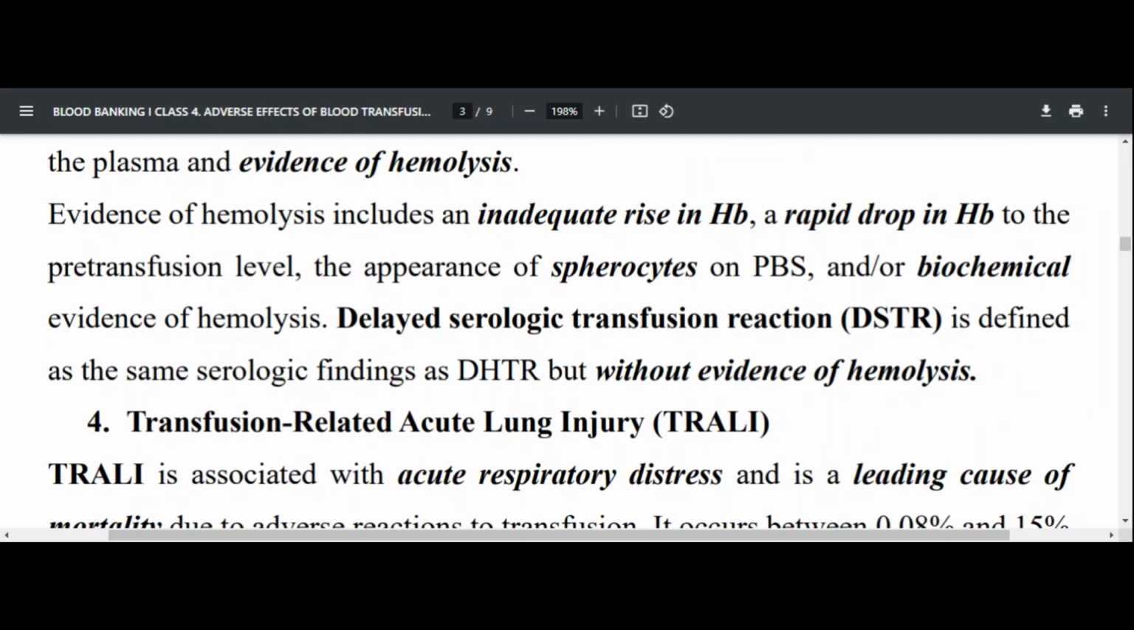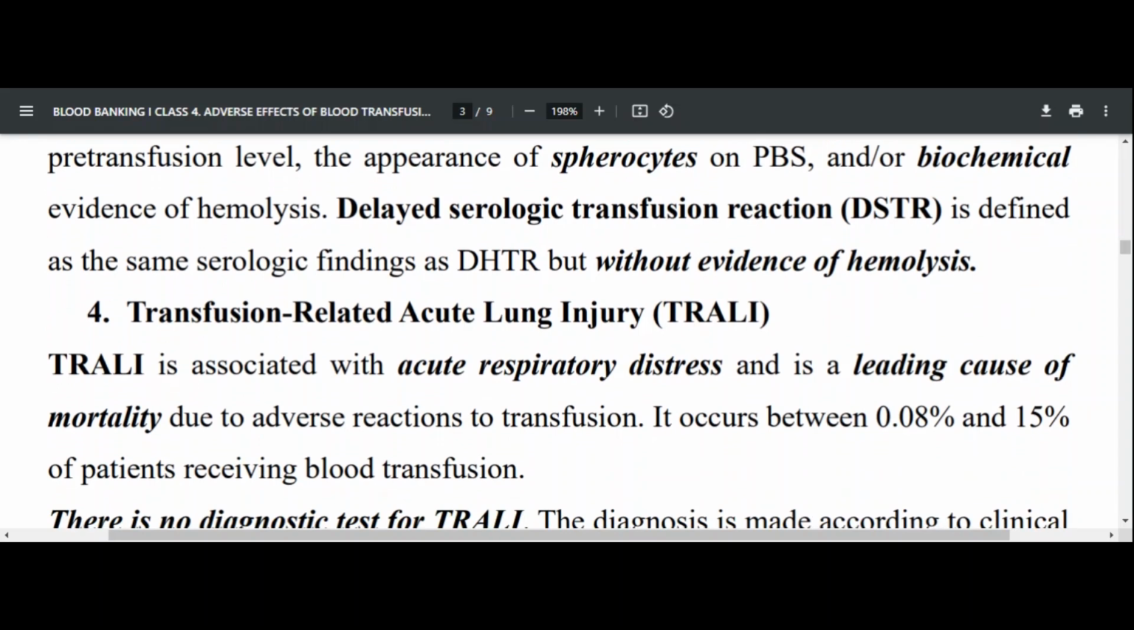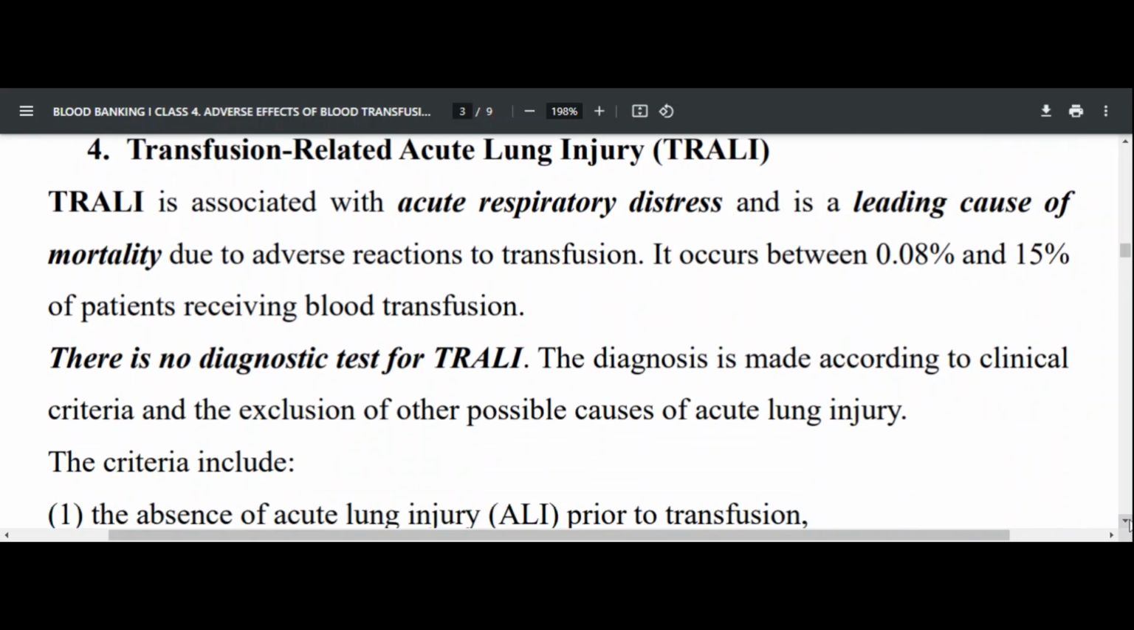Now, the fourth one is called transfusion-related acute lung injury. So this is what we call TRALI, and TRALI is associated with acute respiratory distress, right? It is the leading cause of mortality due to adverse reactions to transfusion. It will occur in almost 15% of patients receiving blood transfusion.